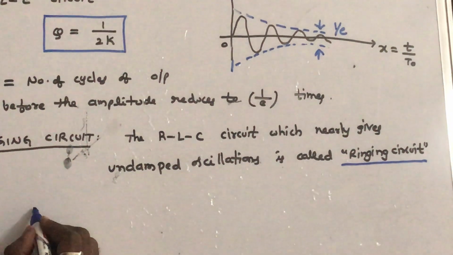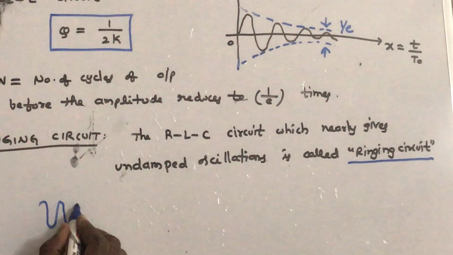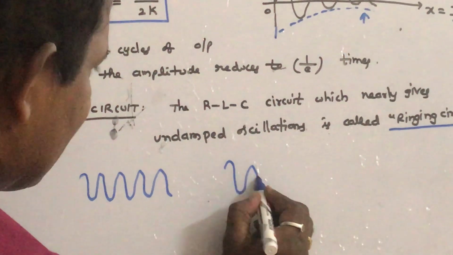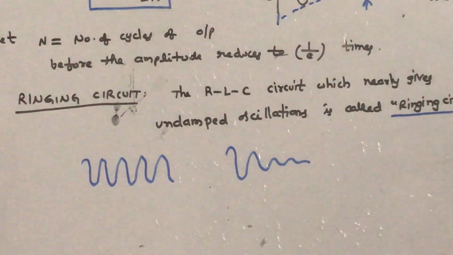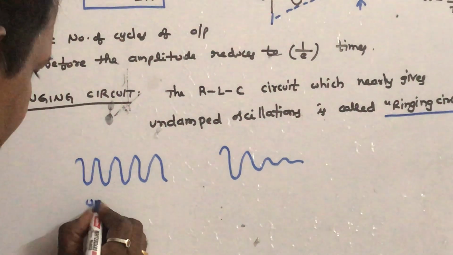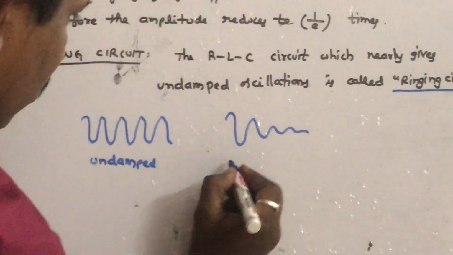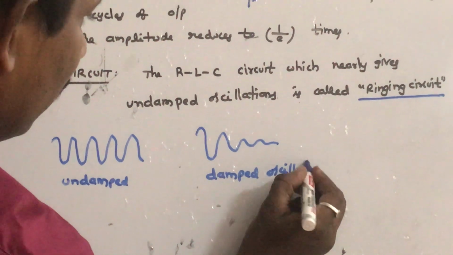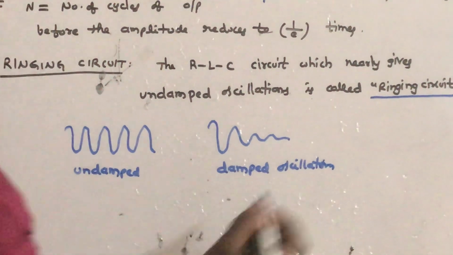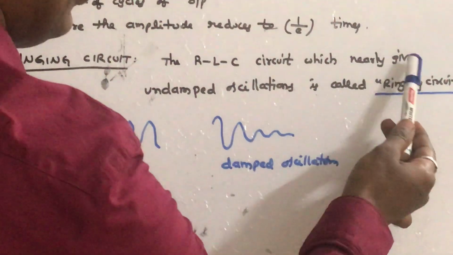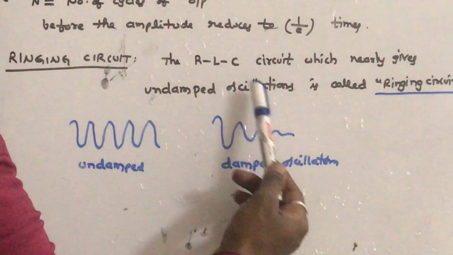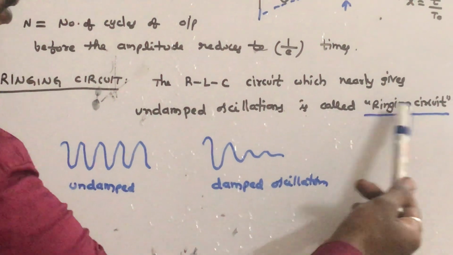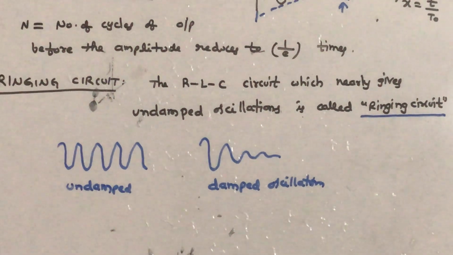So for example, this is called undamped oscillations. And where the amplitude decreases, these are called damped oscillations. What is the definition? The RLC circuit which nearly gives, almost gives, undamped oscillations is called a ringing circuit. So that is the definition of a ringing circuit.